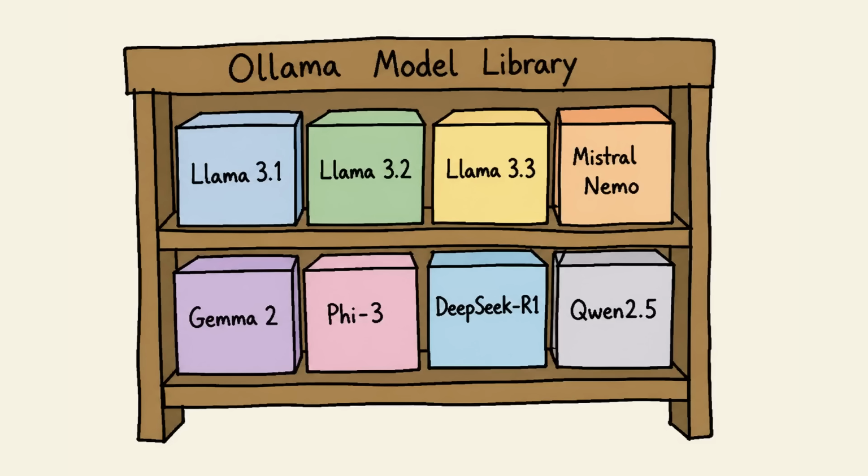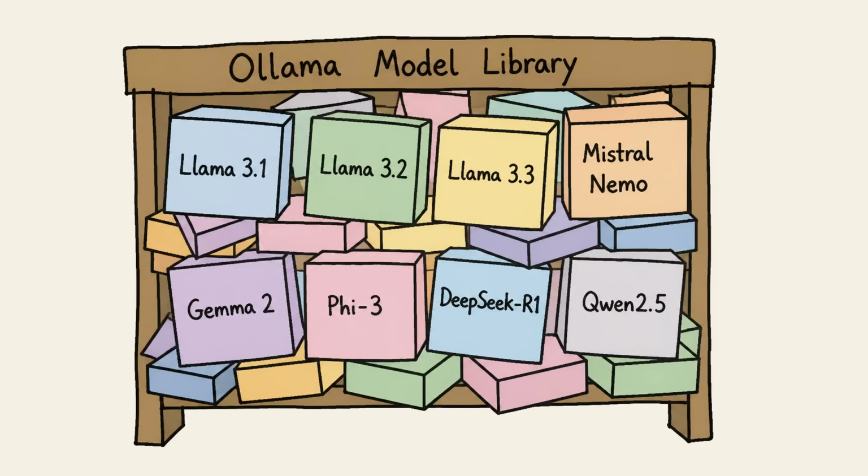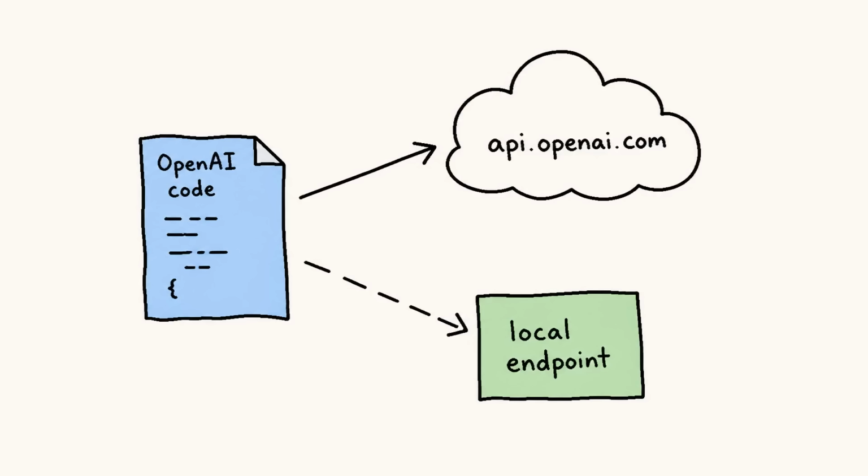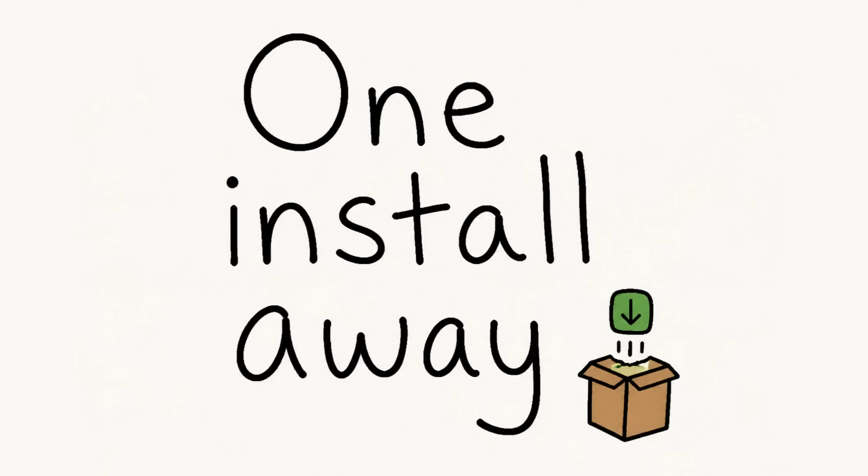Its model library kinda exploded through 2024 and 2025. Llama 3.1, 3.2, 3.3, Mistral Nemo, Gemma 2, Phi 3, and 3.5, DeepSeek R1, Qwen 2.5. Basically any open weight model you'd want, one install away.